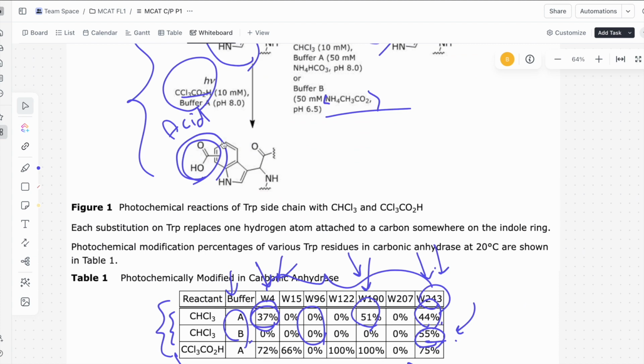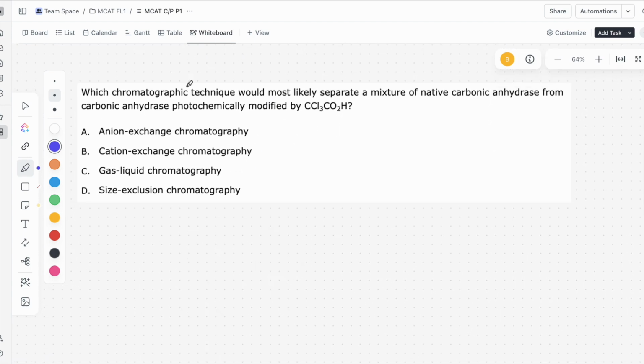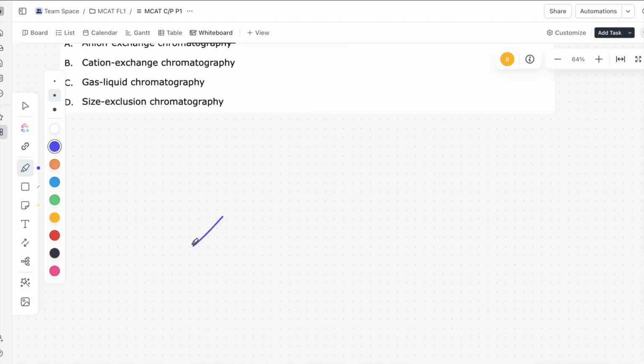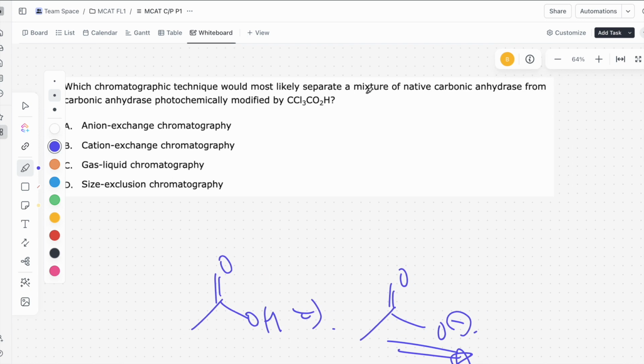What does this compound do? We see right here, oh, this makes an acid, right? We have this carboxylic group, or carboxyl group. So what does this carboxyl do for us? It's an acid. So what does that mean? It's going to be deprotonated, lose that hydrogen. And what does that mean? It's going to have a negative charge, okay? So the one that's modified by this compound is going to have more negative charges compared to the native.